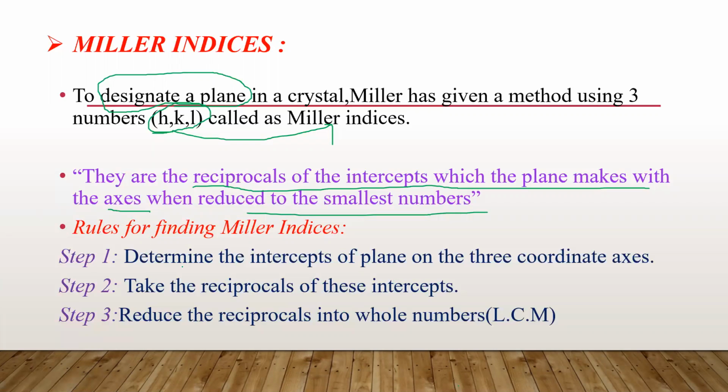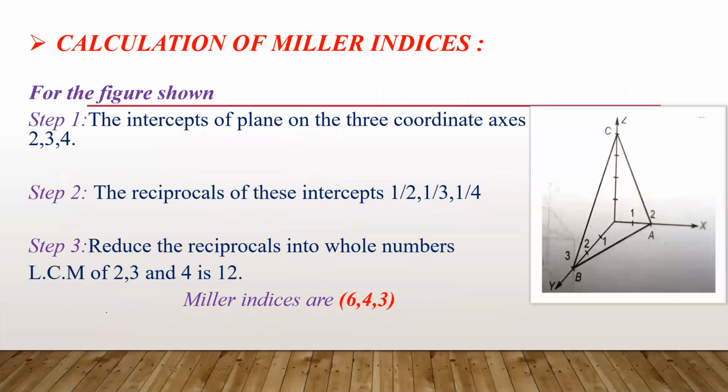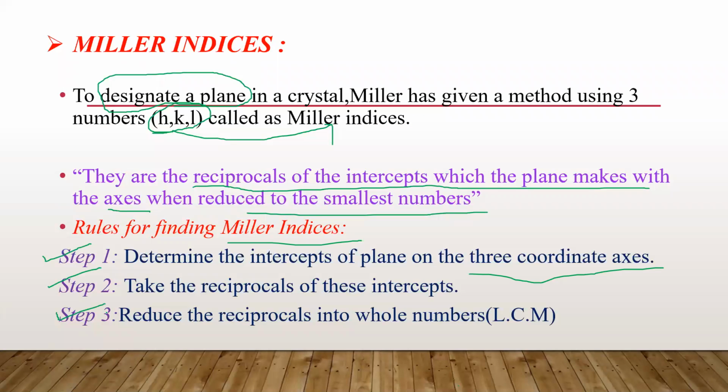Rules for finding Miller indices. Here I have written them for you. Step 1 is to determine the intercepts of the plane on the 3 coordinate axes, as we have discussed, on the x, y and z axis. Then step 2, take the reciprocals of these 3 intercepts. Then step 3, reduce these reciprocals into whole numbers.